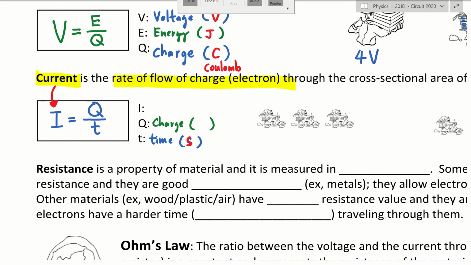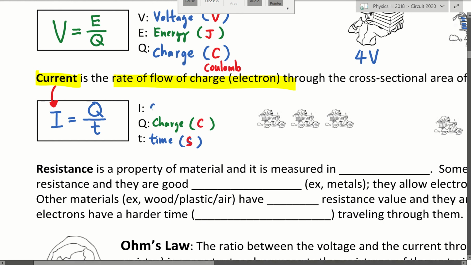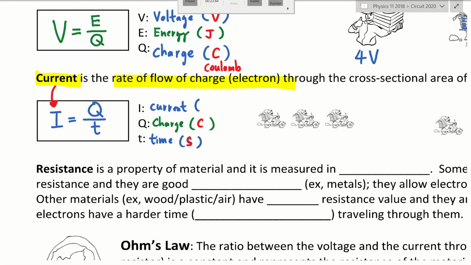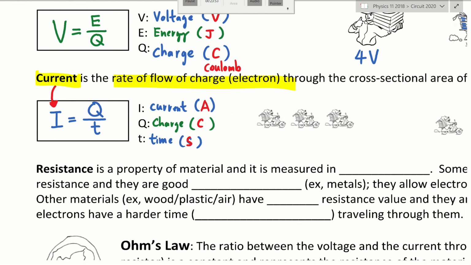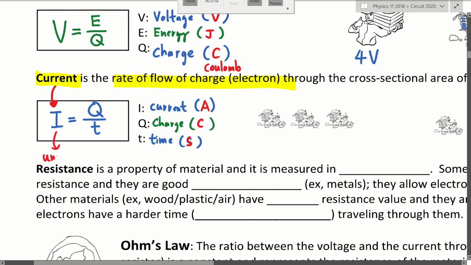So charge is measured in coulombs, and I is the current, and current is measured in amps. The unit for current is the ampere, or amp. It's named after a scientist. A lot of times people just say amps, 5 amps, 2 amps. Of course, the symbol, if you want the shortcut, is just A.